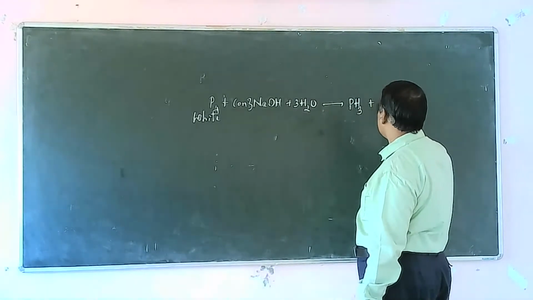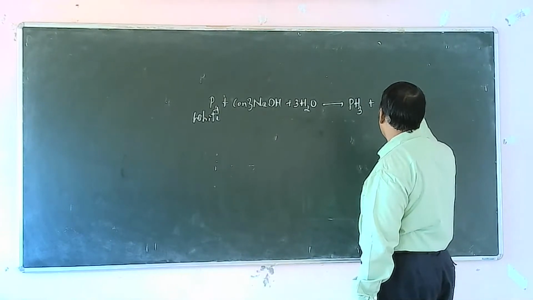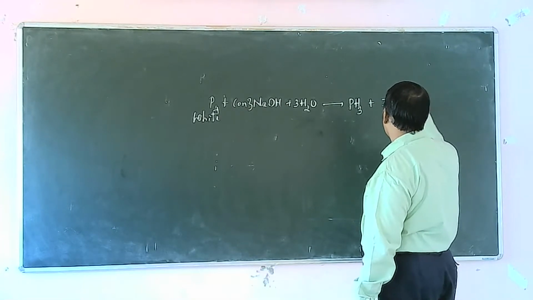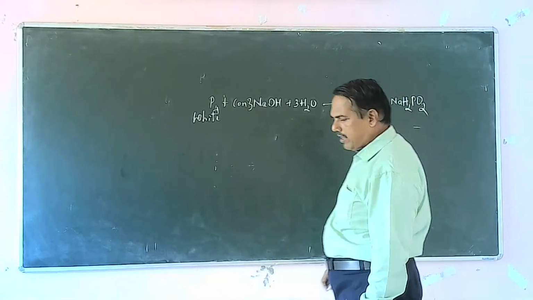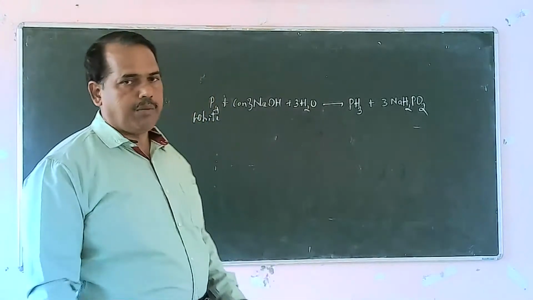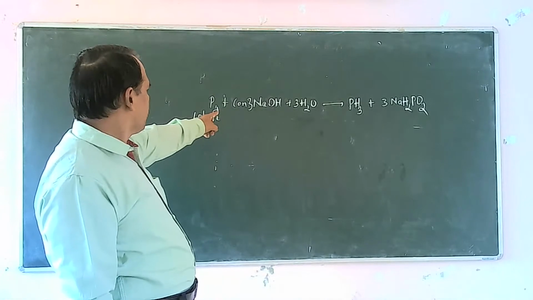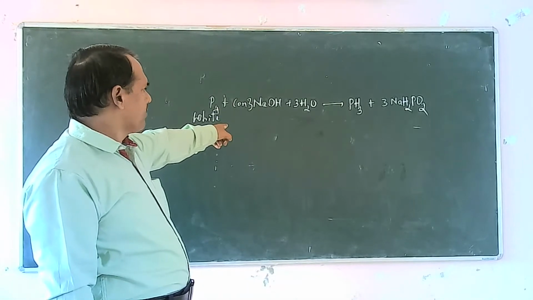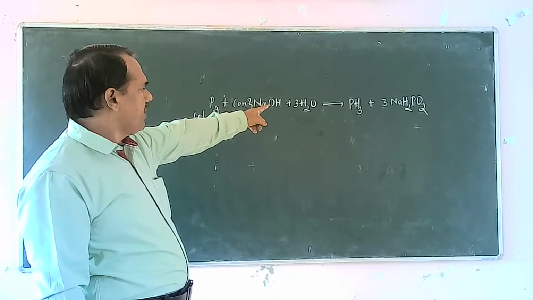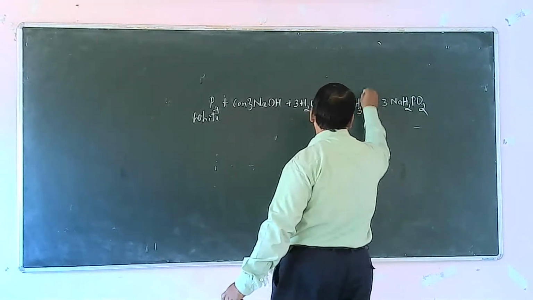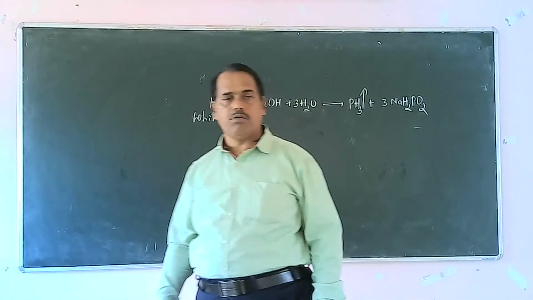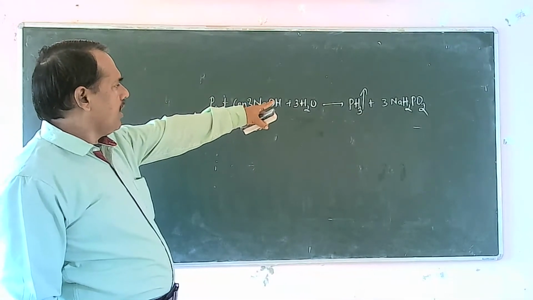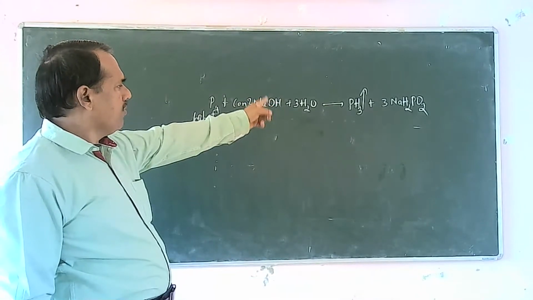Again, 3 NaH2PO2, sodium hypophosphite. Sodium hypophosphite. Can you see the reaction? White phosphorus, when it is boiled with a concentrated solution of sodium hydroxide, gives phosphine gas. So this is an important chemical property of white phosphorus. The other product is nothing but 3NaH2PO2, sodium hypophosphite.